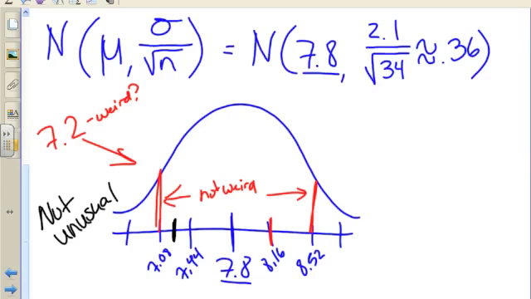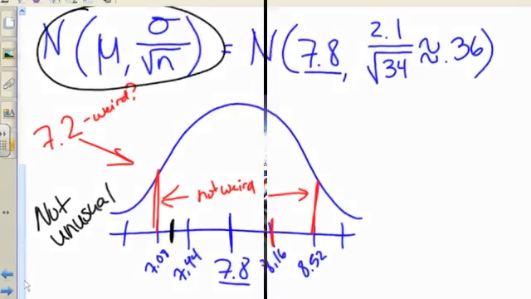All right, so that's basically what we're going to be doing with means. Same idea, we're going to be constructing a normal model using a little bit different of a setup, and we can use that normal model to help us think critically about information and judge if something is unusual.